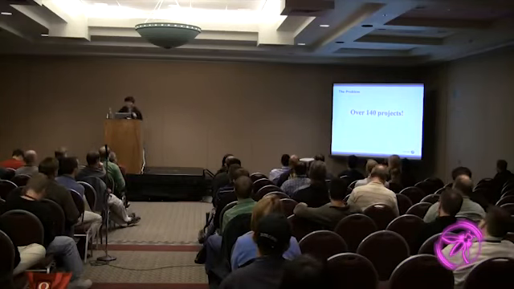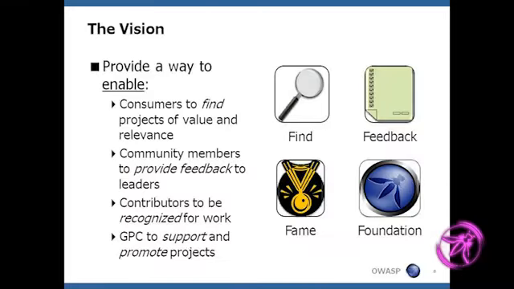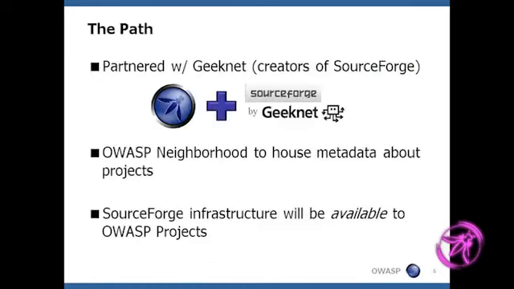So that's a problem that we wanted to solve with the OWASP projects portal. We wanted to provide a way for consumers to actually find projects. We wanted to provide a way for our community to provide feedback for projects, and for our contributors to actually get recognized for their projects. And of course, we at the Global Projects Committee kind of had a little bit of a selfish, non-altruistic part of it, and that's the fact that we want to be able to manage and sort through the projects. So it's not all warm and fuzzy. There's some selfishness to it. But this is really the point, the vision of the OWASP projects portal. So what did we do, or what are we going to do? Well, we partnered with SourceForge.